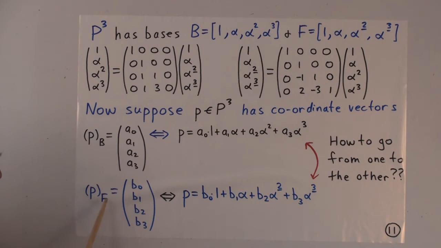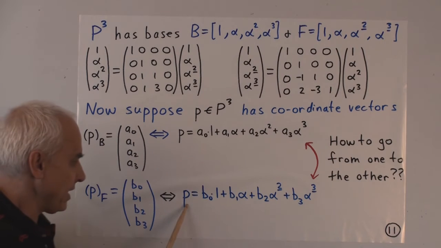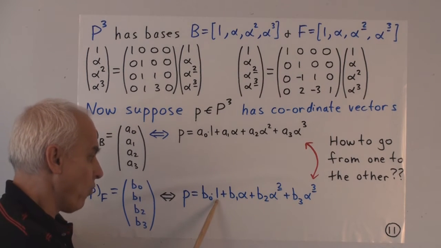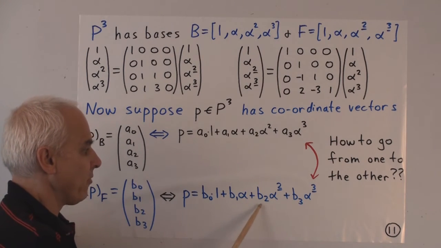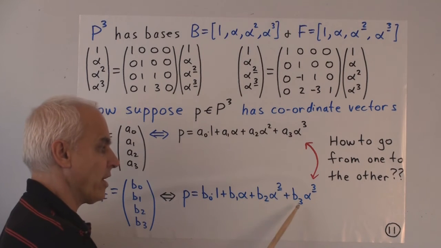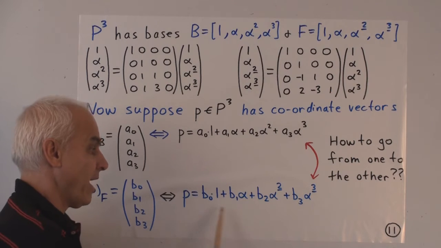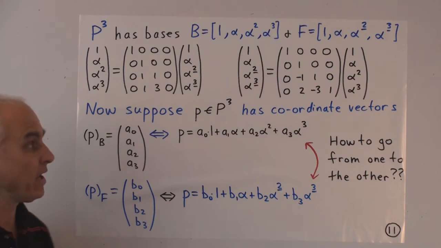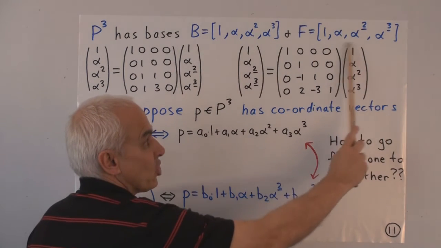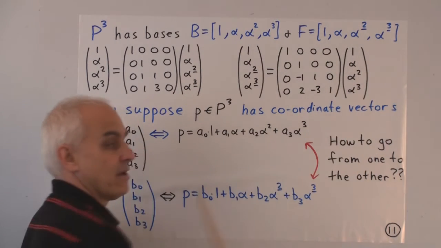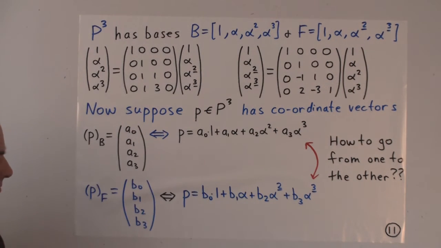If we change the basis from B to F, then we have to change the coefficient vector. We're now talking about 4 new numbers, so that P is B0 times 1 plus B1 times alpha plus B2 times alpha to the 2 falling plus B3 times alpha to the 3 falling. In other words, the coefficients of P when we express it in terms of a linear combination of these basis vectors.